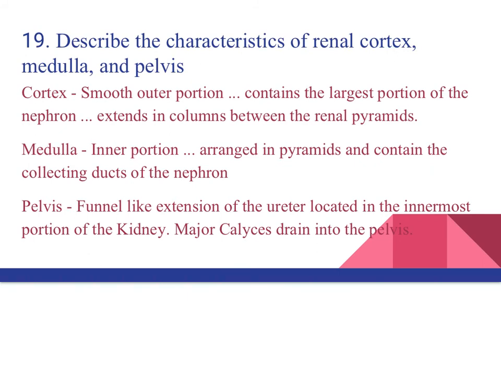So the cortex you want to know is the smooth outer portion. A lot of the nephron is in the cortex. The medulla is the inner portion. It's arranged in pyramids. We're going to find the collecting ducts in the nephron. And then the pelvis is kind of like a funnel. It's funneling all the urine down into the ureter. The major calyces drain into the pelvis.